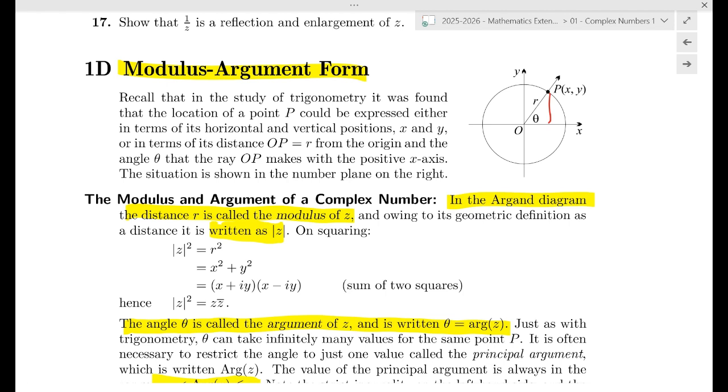Make sense? Paused it, haven't I? Resume. It's coming up on my screen, so we'll record it, and you guys look silly.